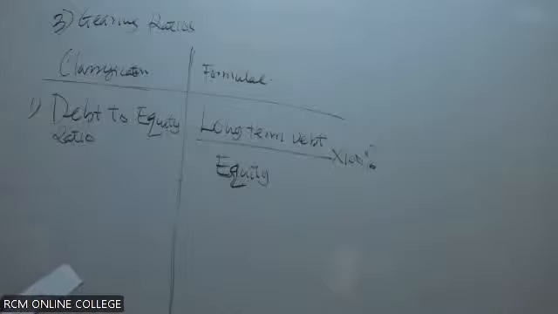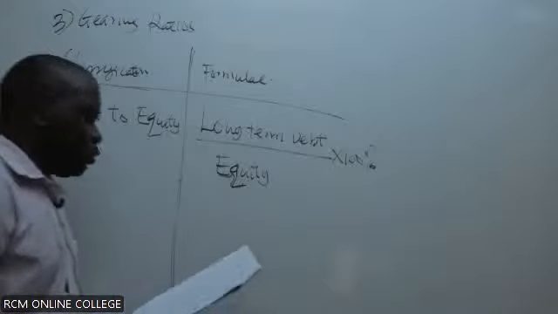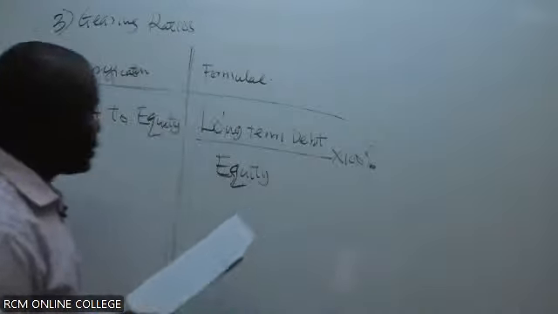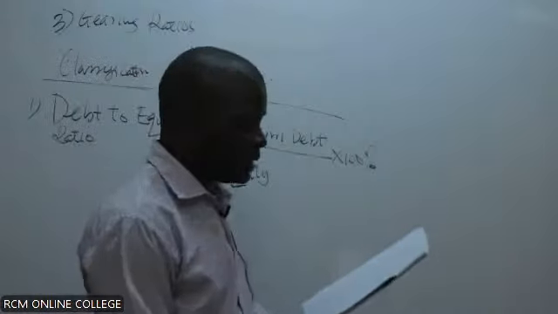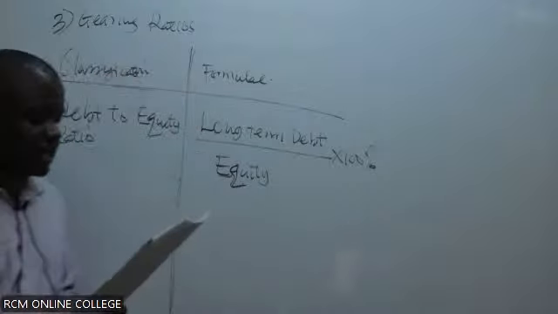When you compare the two, that is what we refer to as the debt to equity ratio. So you can just briefly say it indicates the amount of long-term debt.